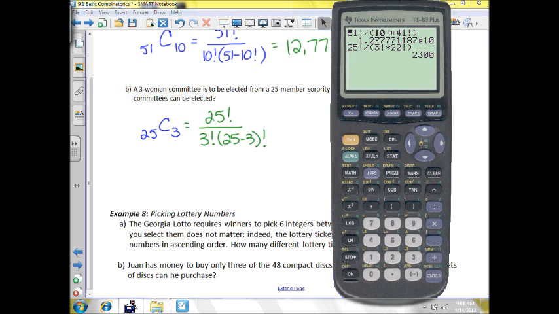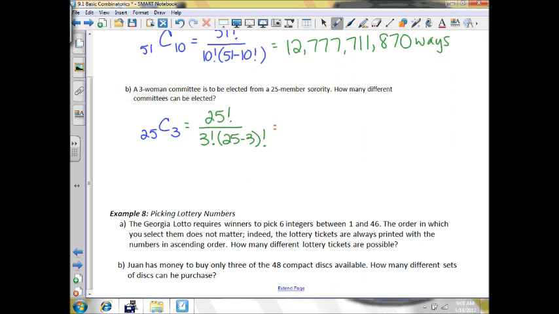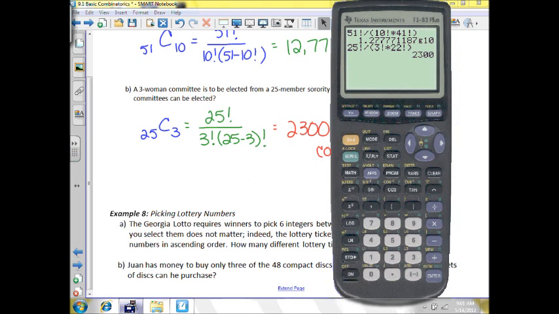So 2,300 different committees. Now again, you can do this a different way in your calculator instead of using all the factorial symbols. You could say 25 choose 3, and you get the same number. So you can do that right in your calculator to make it much, much easier for yourself.